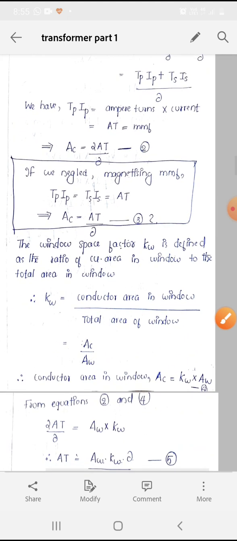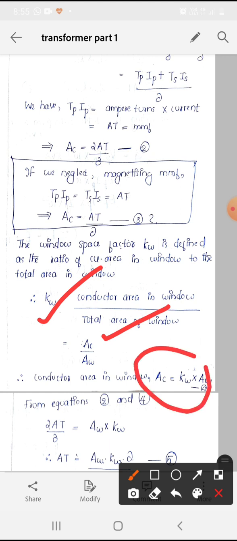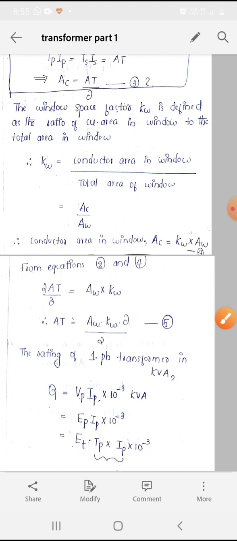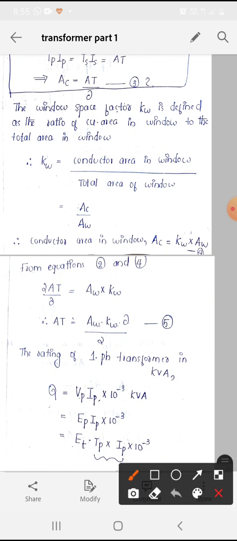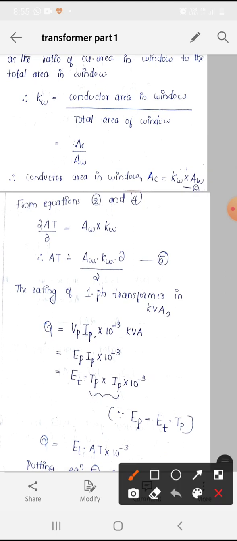So next we need to find the window space factor KW, that is equal to conductor area in window by total area of window, that is equal to AC by AW. From here we will get the value of AC as KW into AW. So substitute this AC in equation number 2. Okay, so we will get the equation as AT, ampere turn, is equal to AW KW delta by 2.